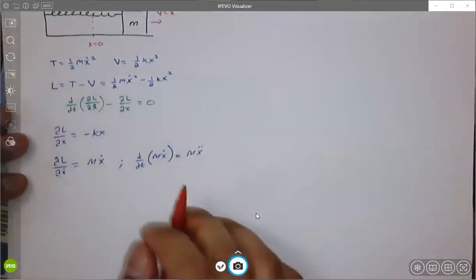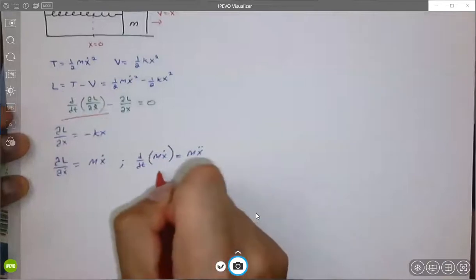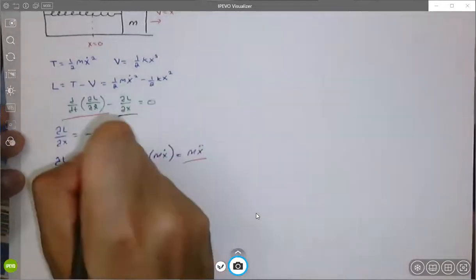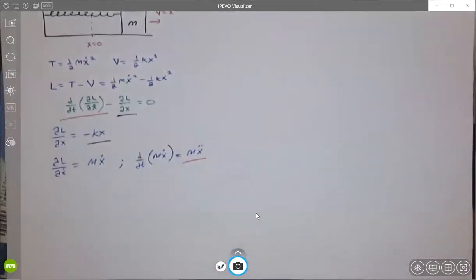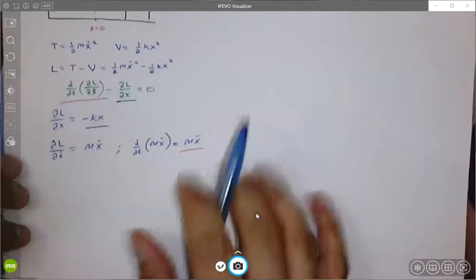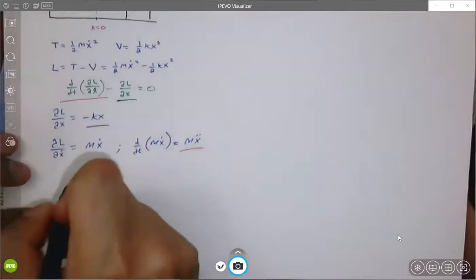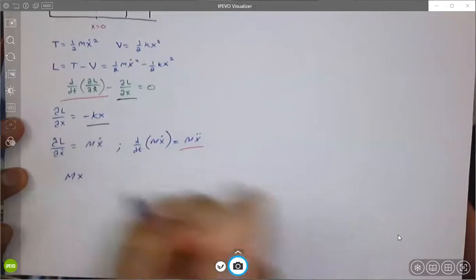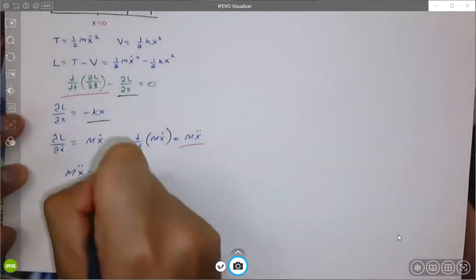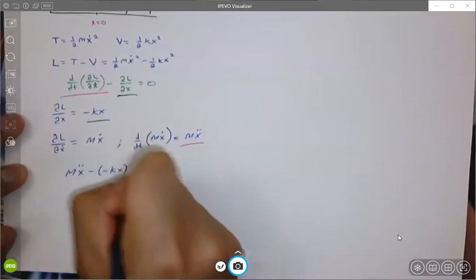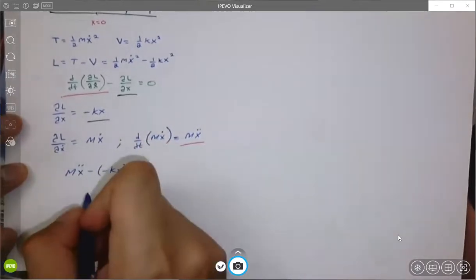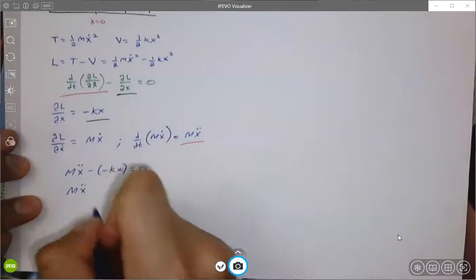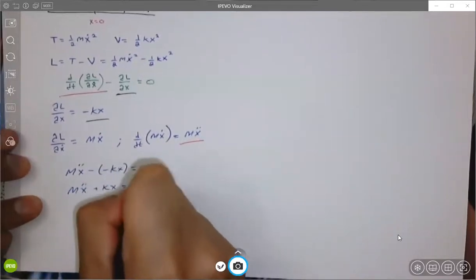So we have everything that we need. We have this term and we also have this term right here, and we just plug it into our equation, set it equal to 0. Bada bing, bada boom, we are done. Let's see here, what are we gonna get? We get mx double dot minus negative kx equals 0, and that simply becomes mx double dot plus kx equals 0.